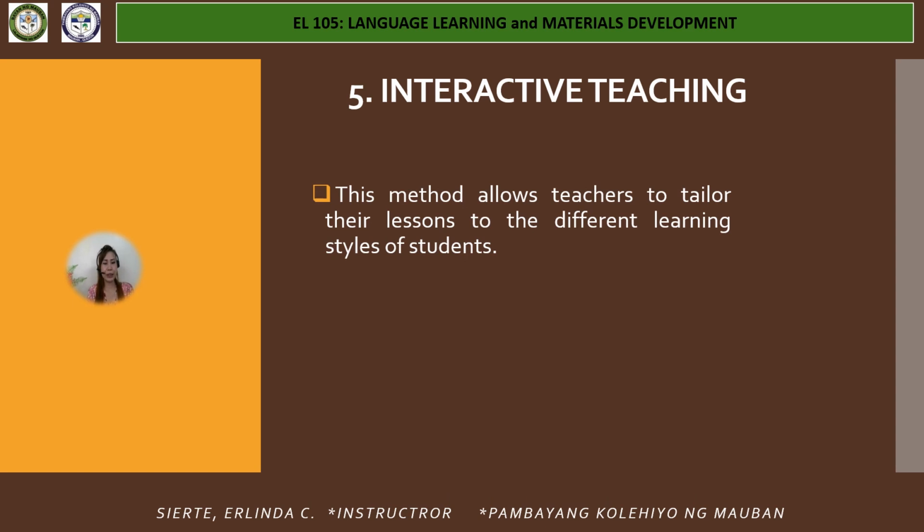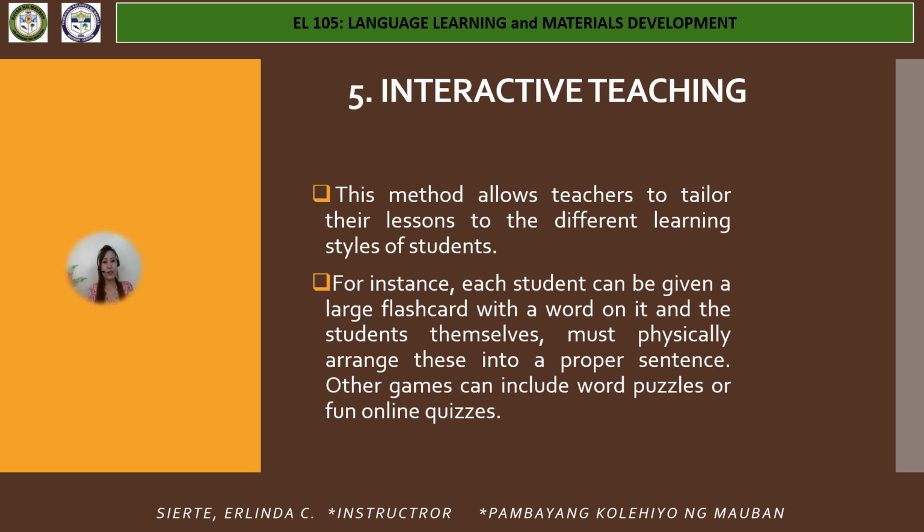Next, let's take interactive teaching. So I think this also falls on the Socratic method, right? The Q&A. This method allows teachers to tailor their lessons to the different learning styles of students. For instance, each student can be given a large flashcard with a word on it, and the students themselves must physically arrange this into a proper sentence. Other games can include word puzzles or fun online quizzes.